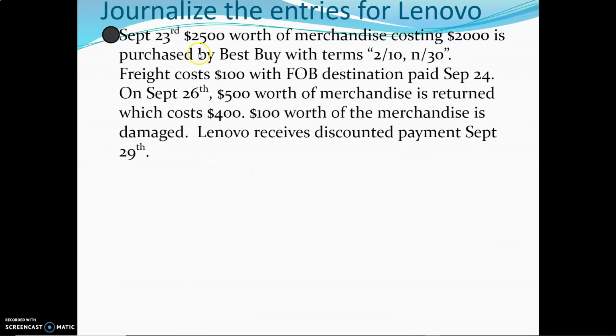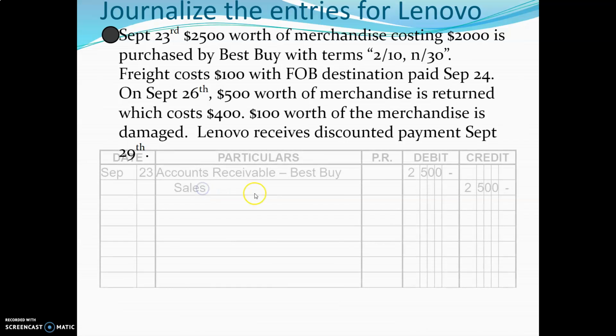Let's start with the first one. September 23rd, $2,500 worth of merchandise is sold on account to Best Buy. So right now, we know that this is an accounts receivable because of these terms being given. So we're going to be debiting $2,500 to our accounts receivable, and we're going to credit our sales account. So let's start with that.